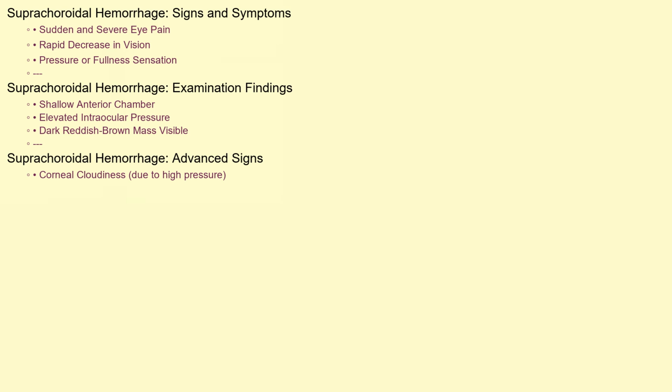A dark reddish-brown mass may be visible through the pupil, representing the blood in the suprachoroidal space. In some cases, the cornea may become cloudy due to the high pressure. These are all critical indicators requiring immediate attention.